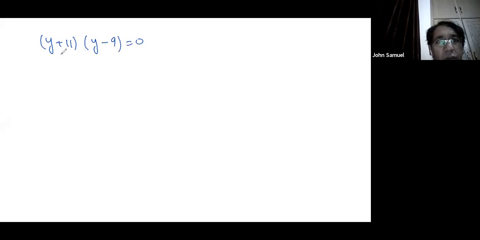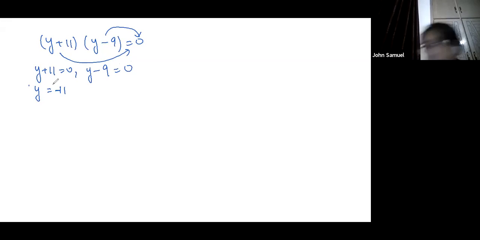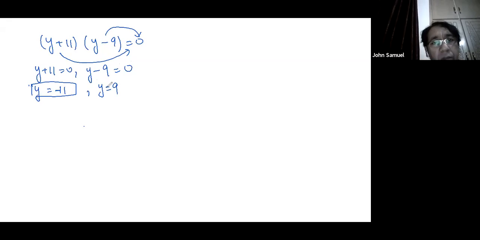So both these factors are equal to 0. So we can write y plus 11 is equal to 0, and y minus 9 is equal to 0. This will be y is equal to minus 11. Yes, this is minus 11. Y is equal to minus 11. And similarly, this one, y is equal to 9.